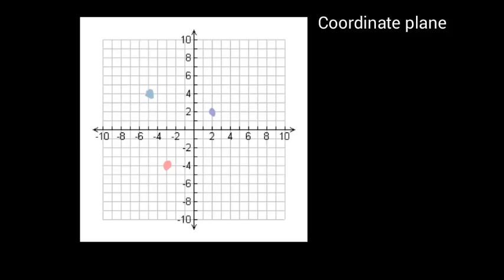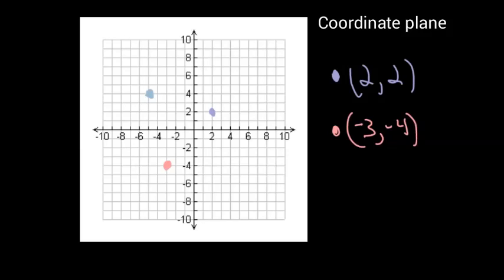Alright, so let's talk about the coordinate plane. So I got 3 dots on there. So that first one, the purple dot, that is at point (2, 2). My red one is at point (-3, -4). And my green one is at (-5, 4). So that's just naming points on the coordinate plane.